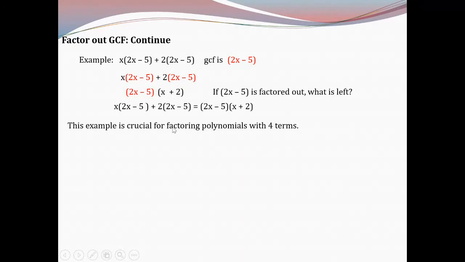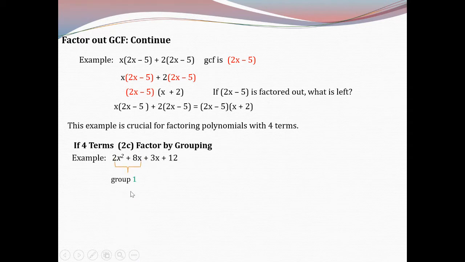Okay, now, this example is crucial for factoring polynomials with 4 terms. The next example. This is how they show you in the book. They're going to factor by grouping, because you're going to group these two. When you have 4 terms, you're going to group the first 2 terms, and then you're going to group the last 2 terms. So this is group 1, right?